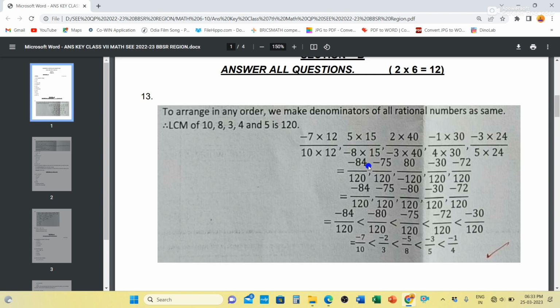So minus 84 by 120 equals minus 84 by 120. Then minus 75 by 120. 80 by minus 120 is equal to minus 80 by 120. Both are equal. Okay, how? If you multiply minus 1 with both the numerator and denominator of 80 by minus 120, then you will get minus 80 by 120. Then minus 30 by 120, minus 72 by 120.